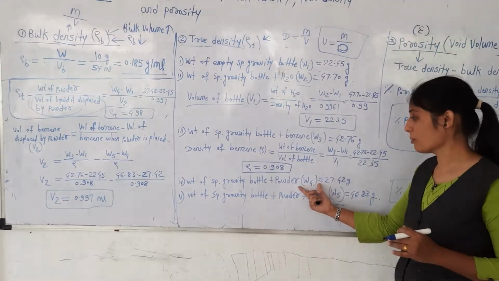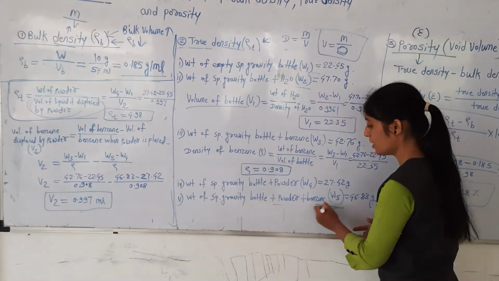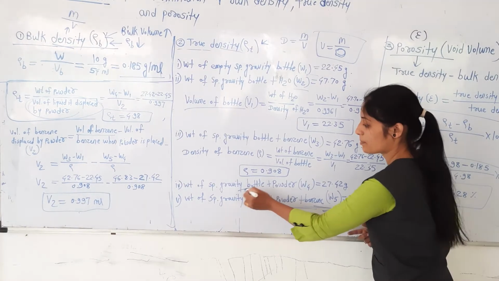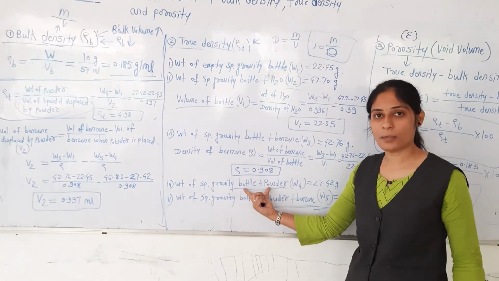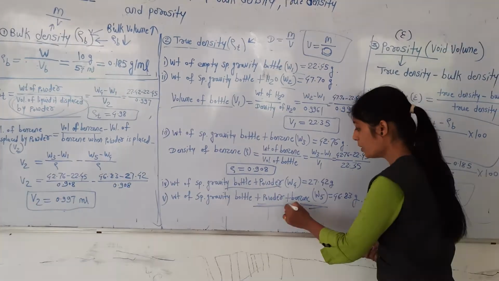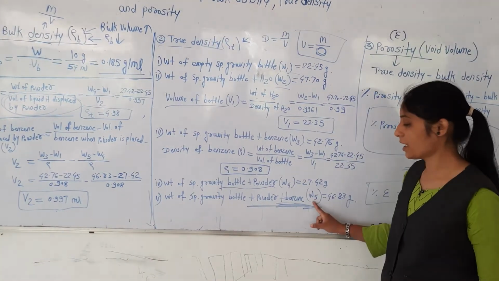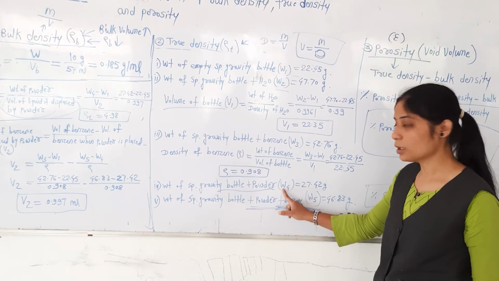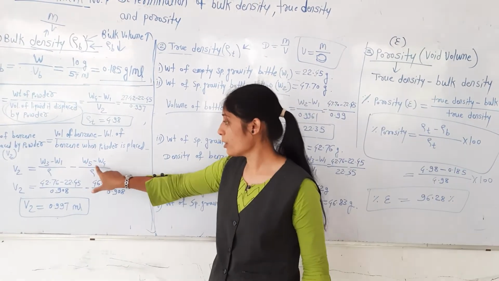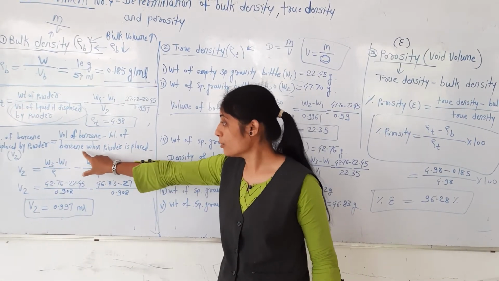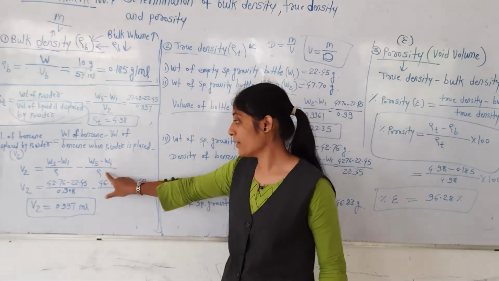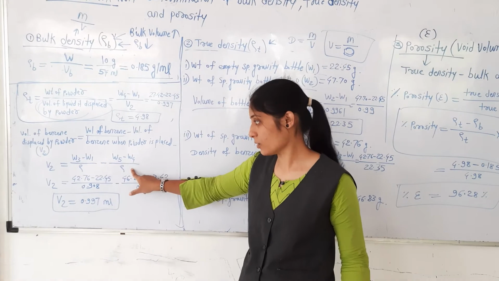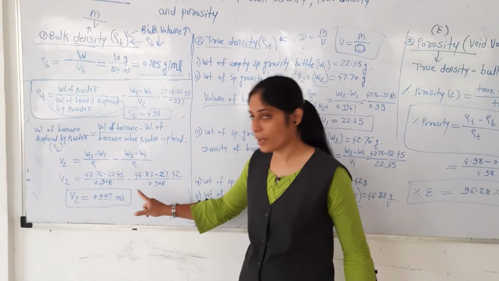W5 minus W4 means here the powder sample with benzene is present, and here the specific gravity bottle with powder. When we subtract the specific gravity bottle with powder, the remaining is only the benzene mass. Hence we take W5 minus W4 as the mass of benzene when the powder sample is placed, divided by the density of benzene. So here we can put in all the values.